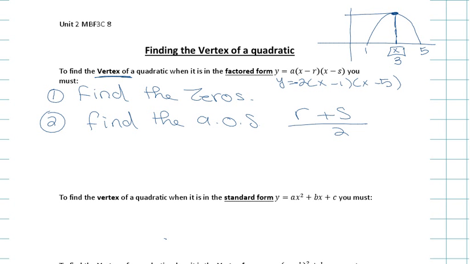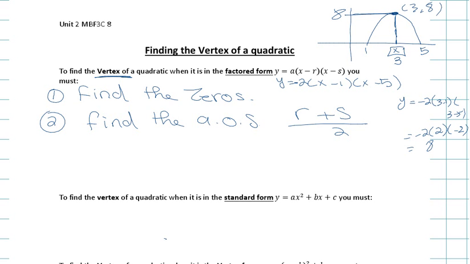Okay, so let's try that. If I plug in 3 here, so y equals negative 2 times (3 minus 1) times (3 minus 5). So that gives me negative 2 times negative 2, which is going to be 8. Right? So that means my optimal value is at 8. So my vertex is at (3, 8).